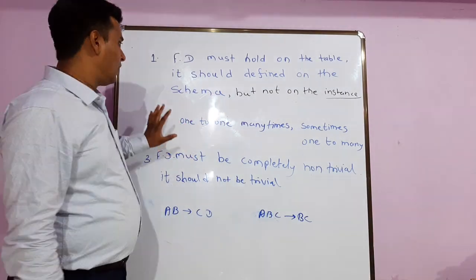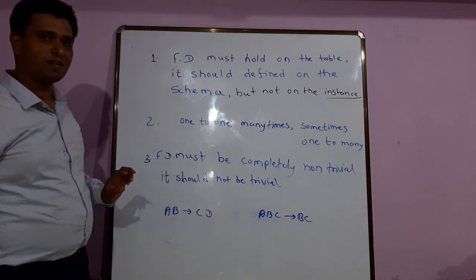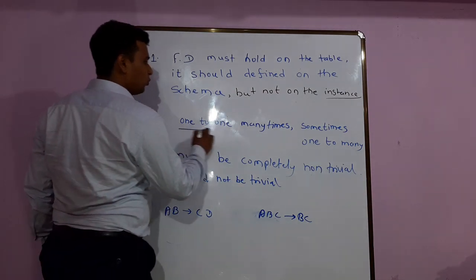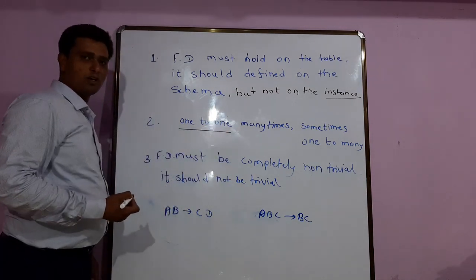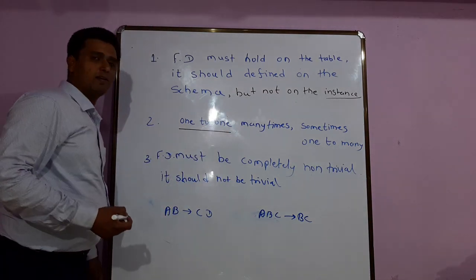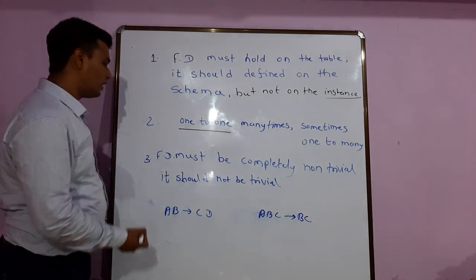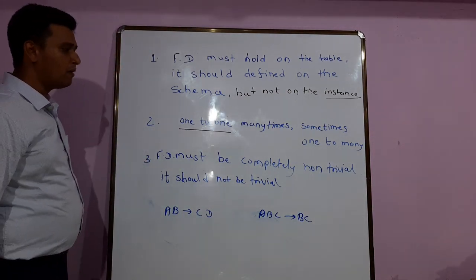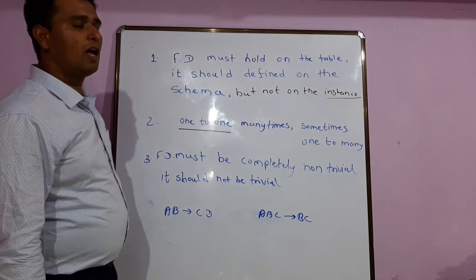Okay, so the same thing. Now second, many times functional dependency is defined as 1 to 1. Many times, the majority of the times, but sometimes they are also defined 1 to many. Now the third characteristic is that a functional dependency must be completely non-trivial.